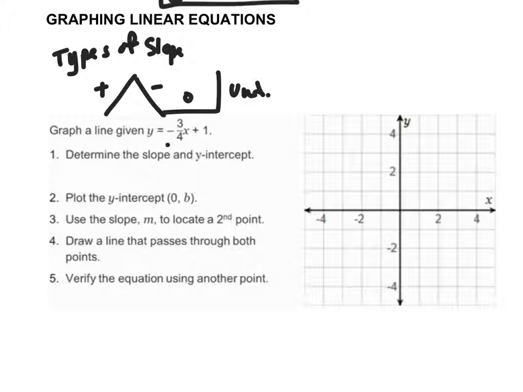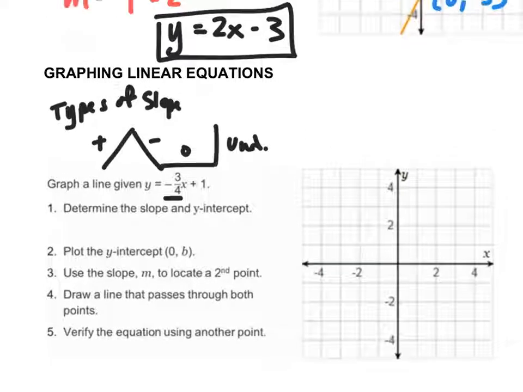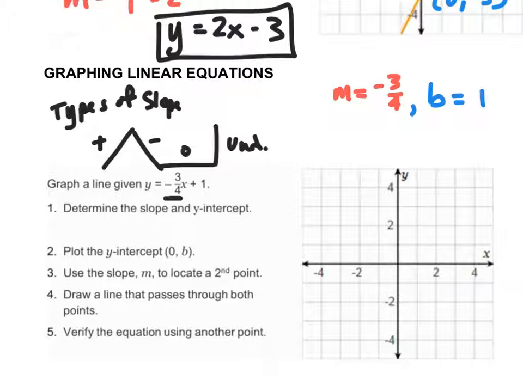Currently we have a negative slope. So we want to determine the slope and the y-intercept. First of all, I'm going to write out that m, and let's do this in red, m is equal to negative 3/4, and my y-intercept is positive 1. So the first step is to identify what those are.